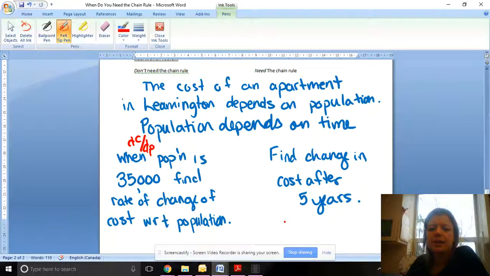But this one is asking for the change in cost with respect to time. So because cost is not a function of time, you would need to do dC/dP times dP/dt. And that is your chain rule that gets you what you need.